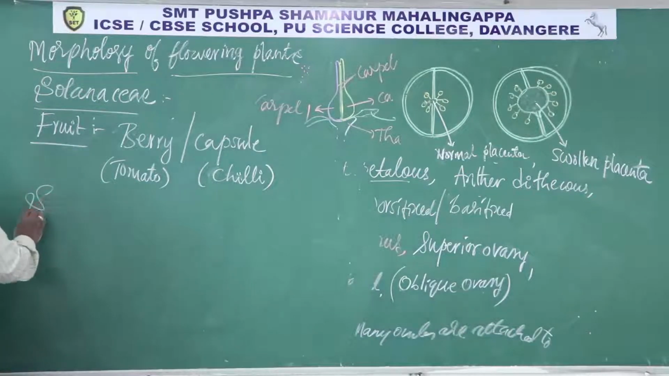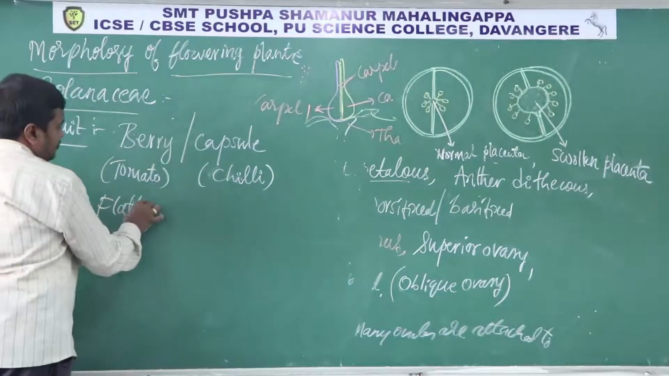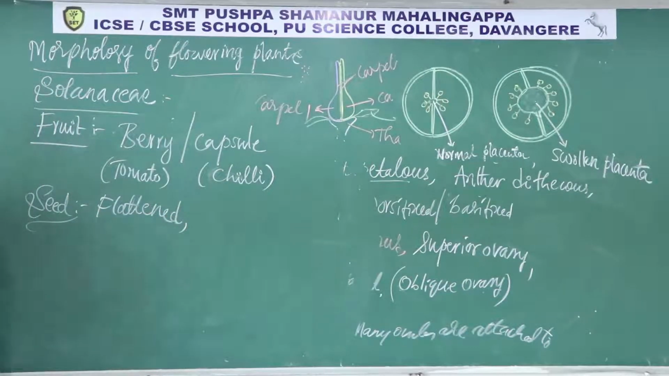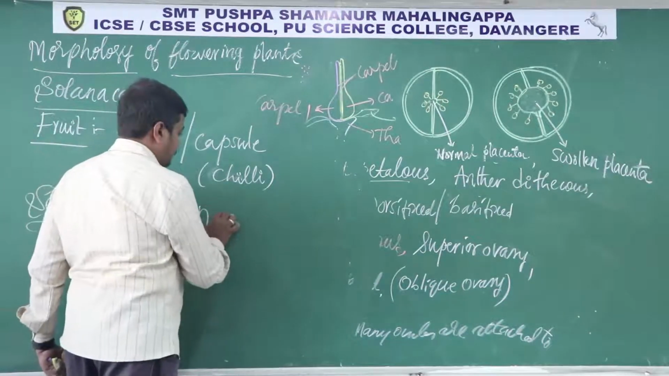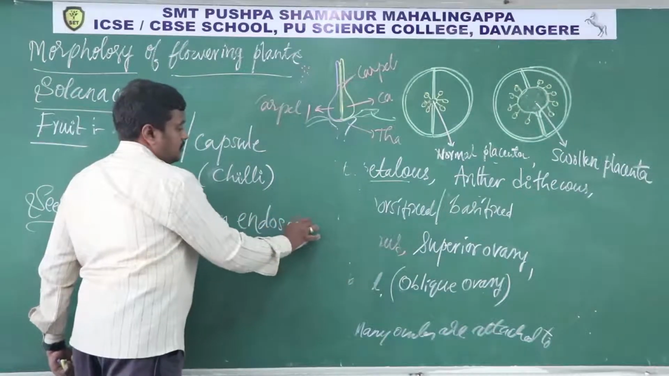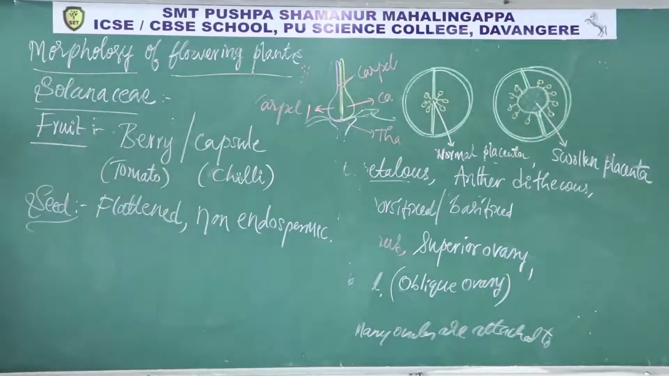Then come to seed. Seed is flattened, okay, and non-endospermic. Since it is a dicot, it is non-endospermic and flattened.